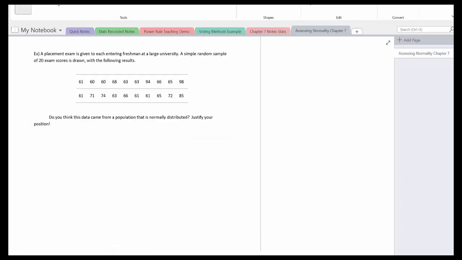Okay, one more example we'll take a look at. A placement exam is given to entering freshmen at a large university. A simple random sample of 20 exam scores is drawn with the following results. Do you think this data came from a population that is normally distributed? Justify your position. Okay, so let's go back to the calculator, put these data values in to help us create our normal probability plot.